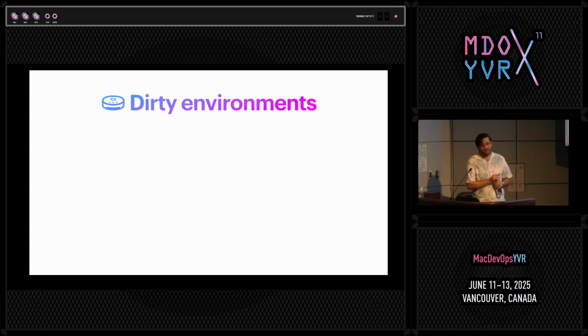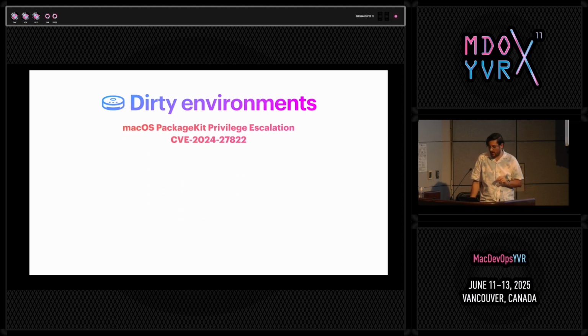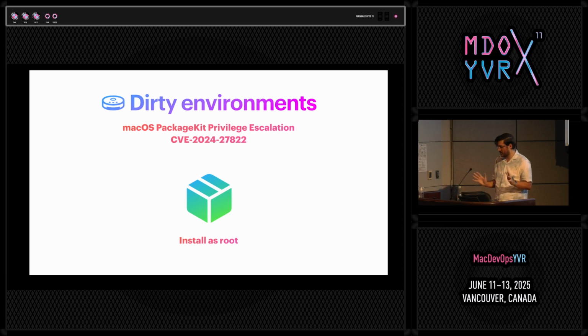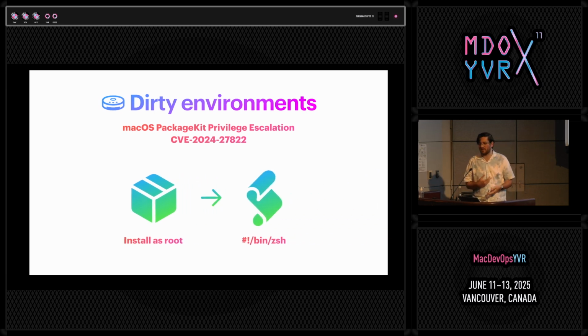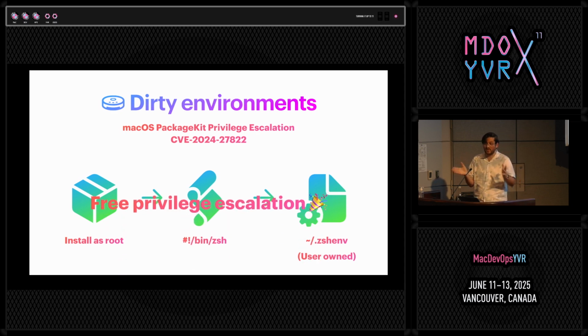Now let's move on to dirty environments. So we'll bring in another CVE I worked on, one related to PackageKit itself in macOS. For this, you have a PKG that installs as root. Pretty straightforward. Inside of it, there's a pre or post install script with #!/bin/zsh. Okay, pretty straightforward. Well, when it loads up that script, it's also sourcing an environment file. Okay, seems fine enough for a shell script. Well, the problem is a PKG is installed as root, but a user-owned file is loaded. So what does that mean? Privilege escalation.